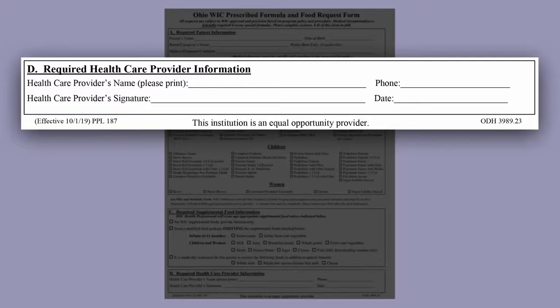It's always important to use the most current version of the prescription form. You can determine this by the effective date and the policy and procedure letter number in the bottom left corner. Barring any major changes in the middle of the fiscal year that would need to be immediately addressed, the prescription form is updated once per year and is effective on October 1st of each year.